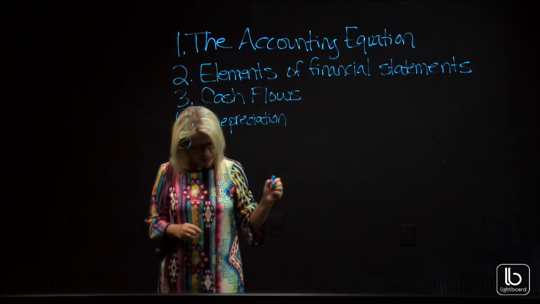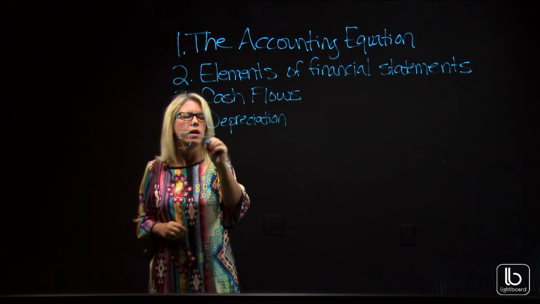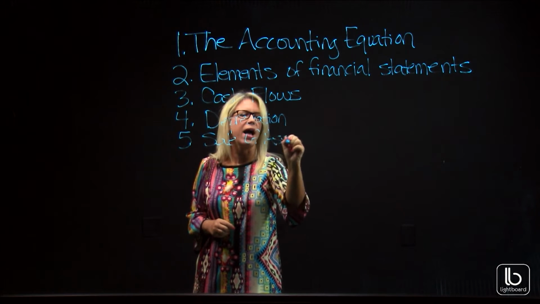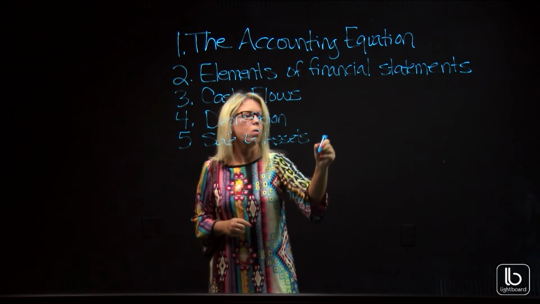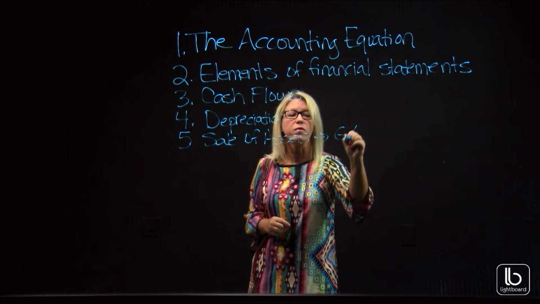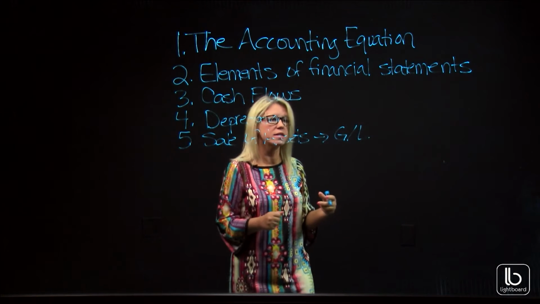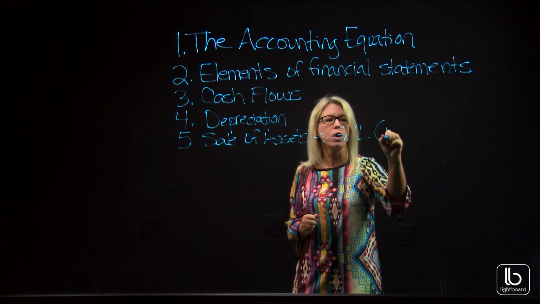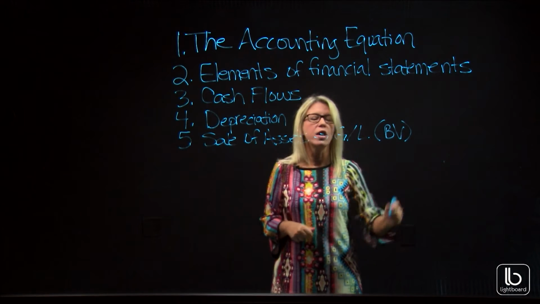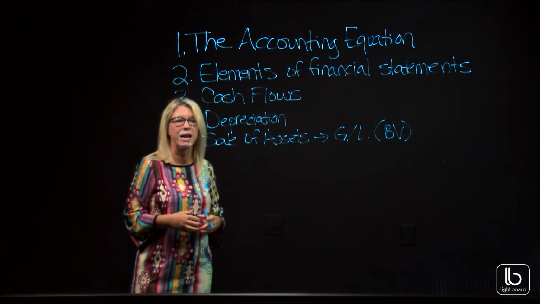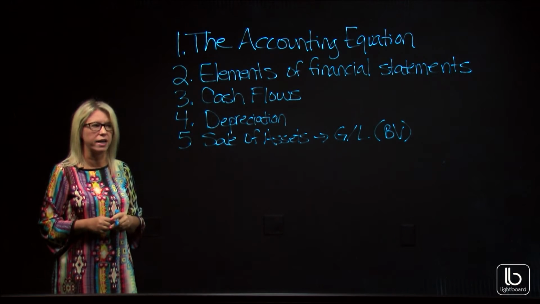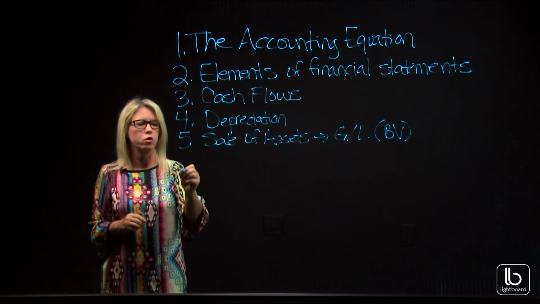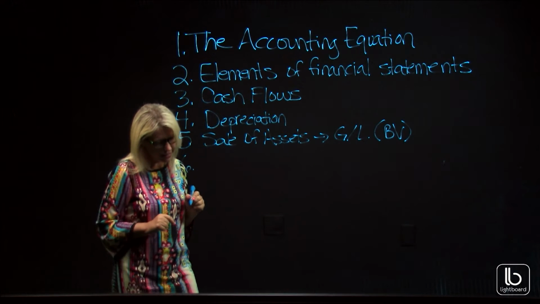The fifth thing that you need to go over is the sale of assets. Make sure you remember how to figure out a gain or a loss on the sale of those assets. Related to that, you need to remember how to calculate book value. That's just your original cost minus any accumulated depreciation taken. Once you know that book value, that is going to help you figure out your gain or loss on the sale of those assets.